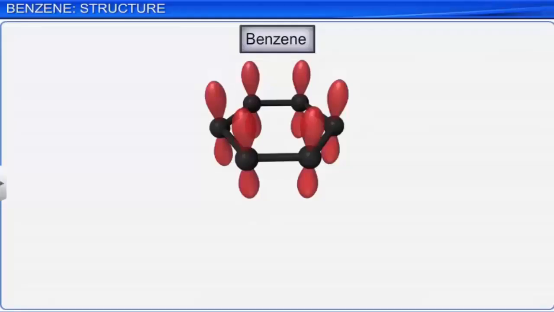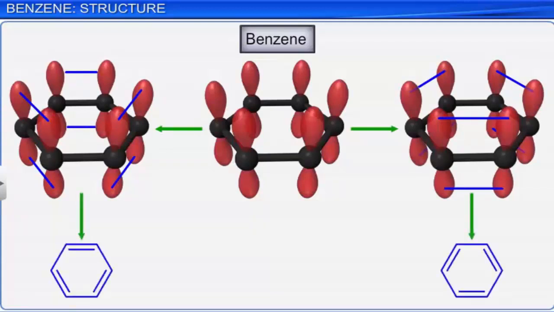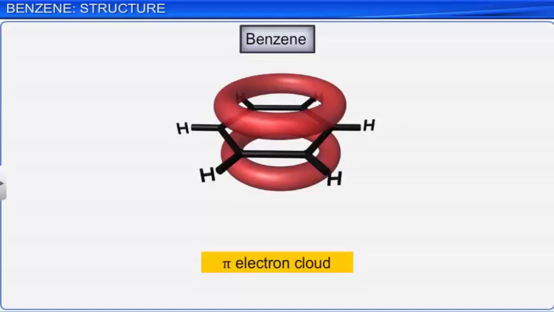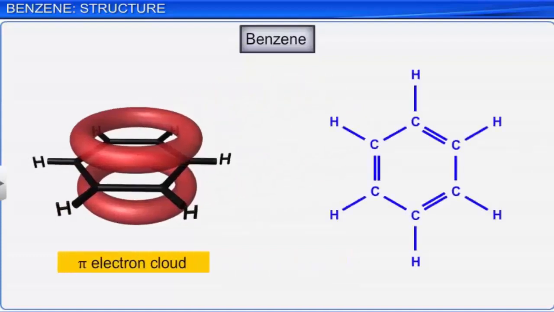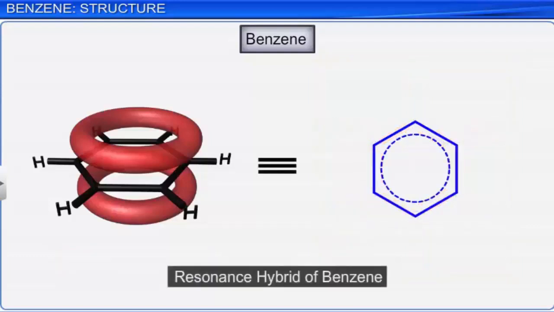These unhybridized 2p orbitals of the carbon atoms overlap each other sideways, as shown here. As there is equal probability of the p orbital of each carbon atom to overlap with adjacent p orbitals of carbon atoms, it results in the formation of two continuous donut-shaped pi electron clouds, one lying above and the other below the plane of the carbon atoms. This delocalized pi electron cloud makes benzene more stable than the hypothetical cyclohexatriene. Hence, this is the resonance hybrid of benzene.